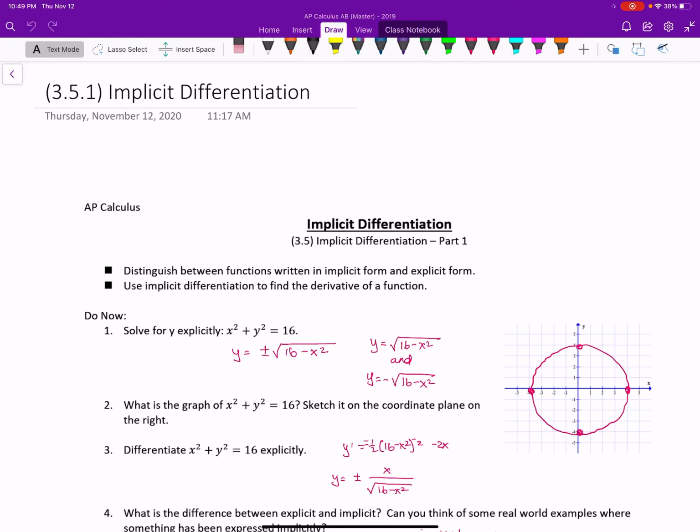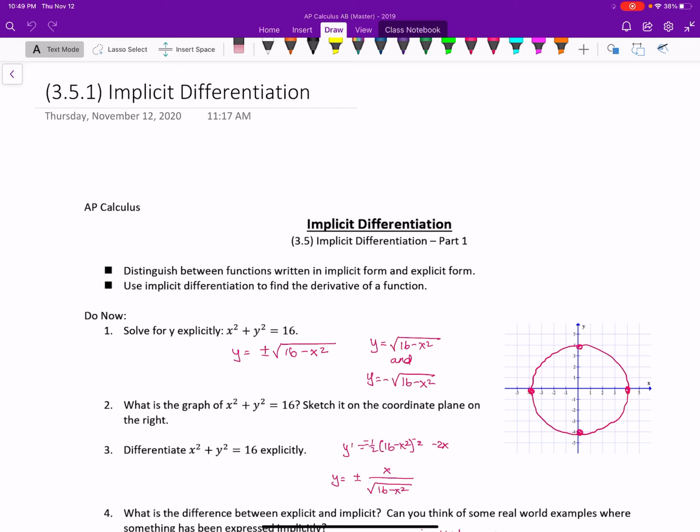Implicit differentiation. For us to get a better understanding of implicit differentiation, I think we also need to get a better understanding of the difference between implicit and explicit. So if I asked you to solve for y explicitly, that means that you're going to put y on one side and get all the x terms and the constant on the other side. So you're getting y by itself. So that means that for these values of x, this is what I will get for y. So it is explicitly telling us, okay, substitute these x values in and I get this particular y.